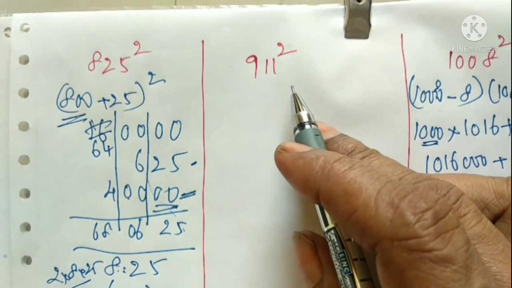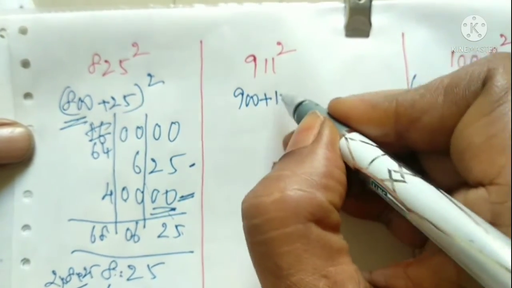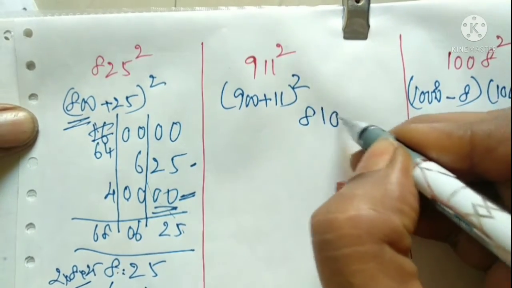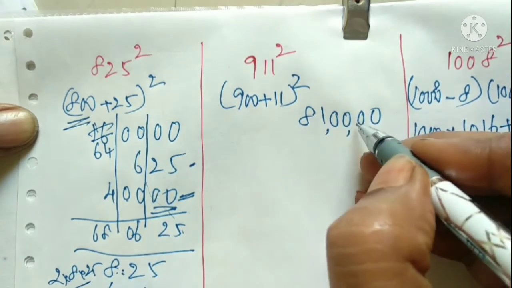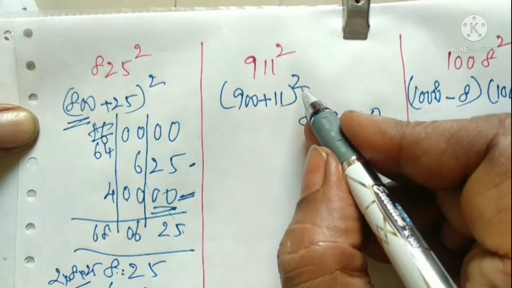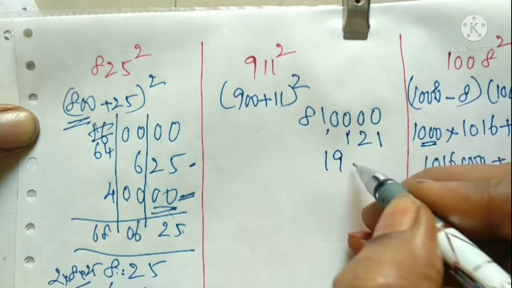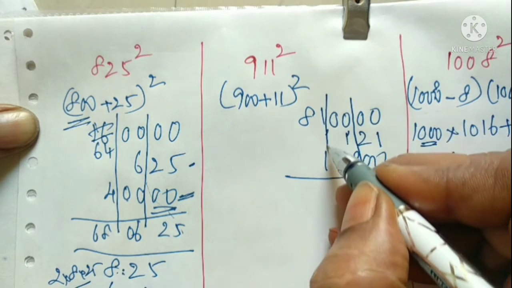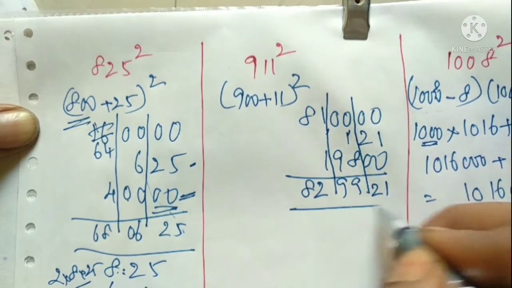Another example is 911 square. It is 900 plus 11 whole square. 900 means 9 9 is 81 plus 4 zeros. 11 11 is 121. Now 2 into 11 into 900. It is 19,800. So the answer is 829,921.